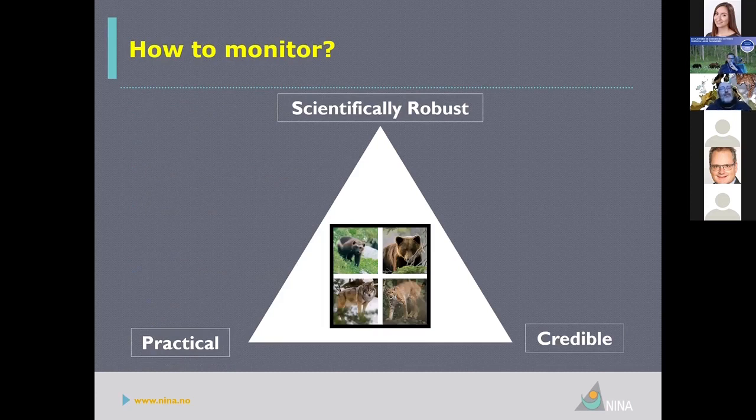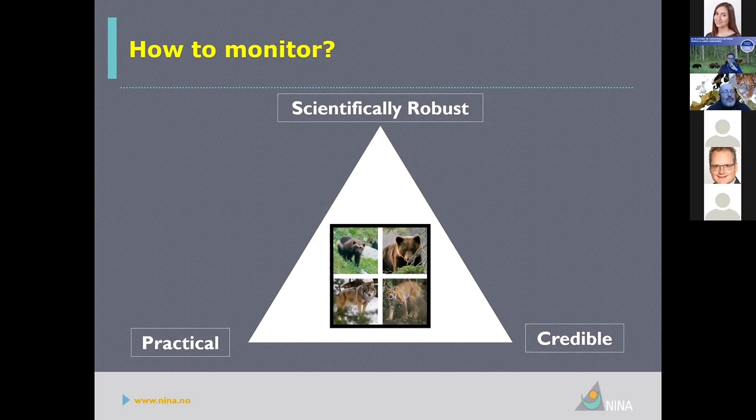When monitoring, there are really three elements which have to be taken into account. Of course, things have to be scientifically robust. But I think it's very important that we realize that monitoring large carnivores on a European scale is not a scientific study. It's something much bigger where you have to weigh up the scientific approach with the fact that, first of all, it has to be practical over large areas, and also it has to be credible.